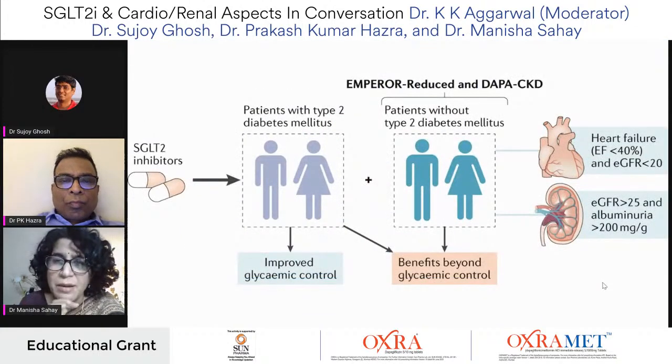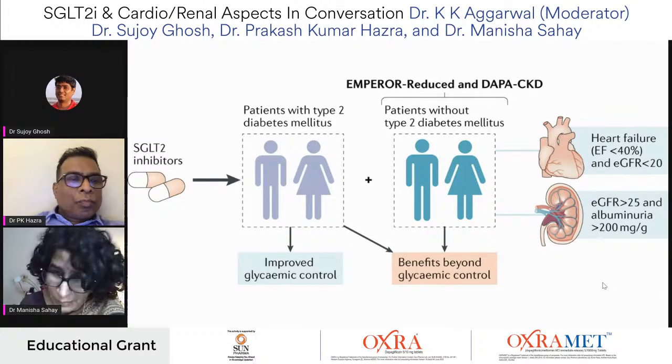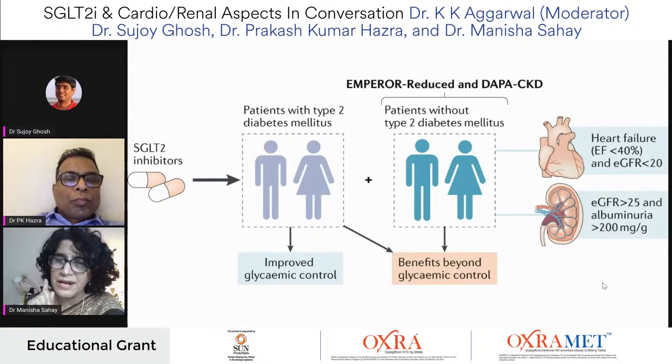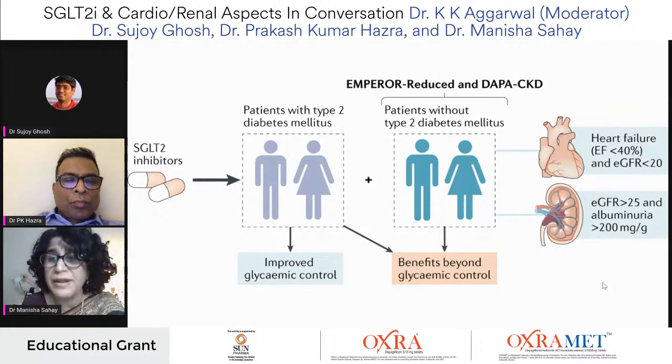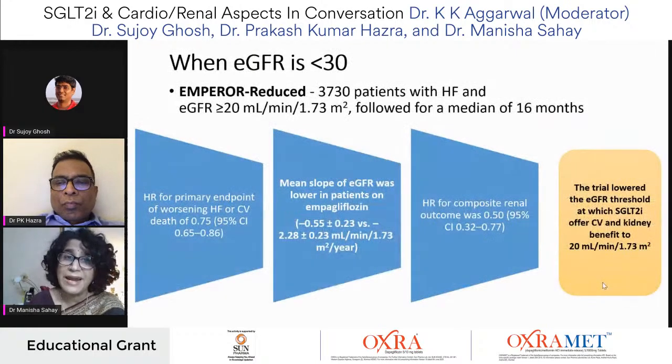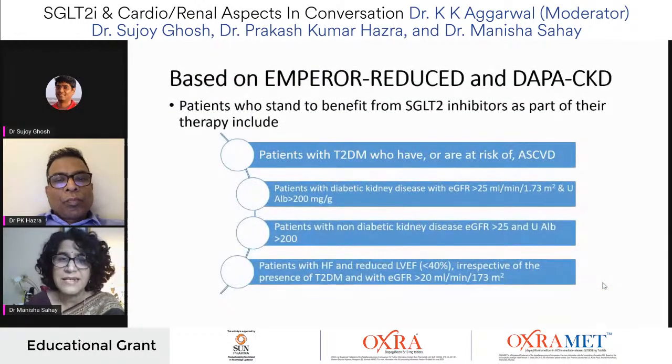So the composite of EMPEROR-Reduced and Dapagliflozin, what does it tell us? That in all diabetic patients, as well as in non-diabetic patients, the SGLT2 inhibitor, especially Dapa, which has been tested in both groups, there is a significant cardiovascular benefit, significant renal benefit. So this point has to be remembered by all of us. These drugs are being underused. We should know when to use them rightly. These benefits occur even when the GFR is less than 30.